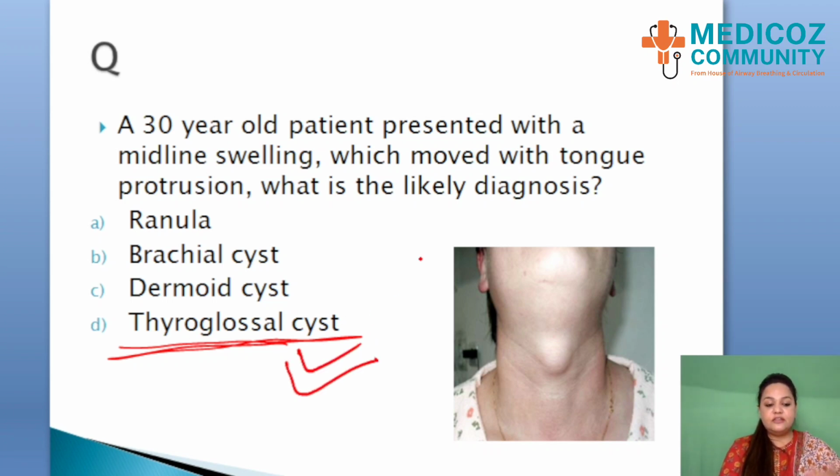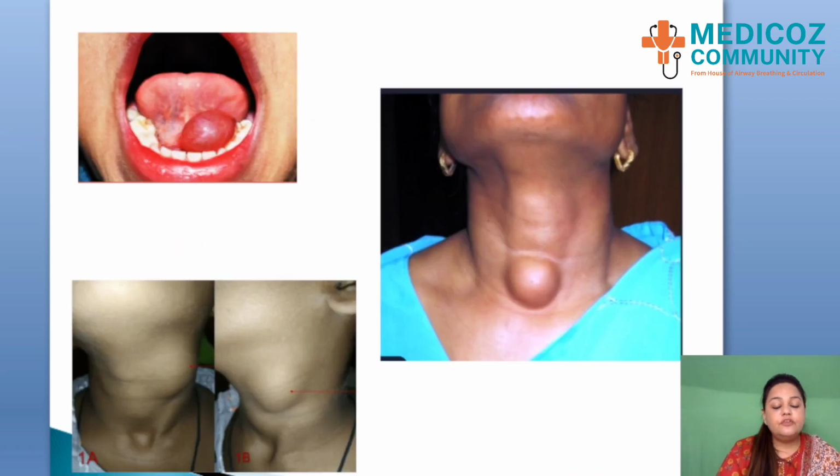Now we have other options like ranula, branchial cyst, and dermoid cyst. For this you can see these images. This is the ranula, which occurs in the floor of the mouth, basically due to blockage of the salivary glands. This is the branchial cyst. Why does it appear? Because of a persistent cervical sinus, which forms a swelling called the branchial cyst, and you can find it along the sternocleidomastoid muscle.